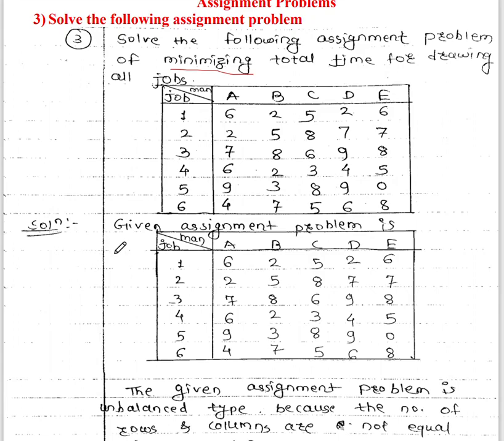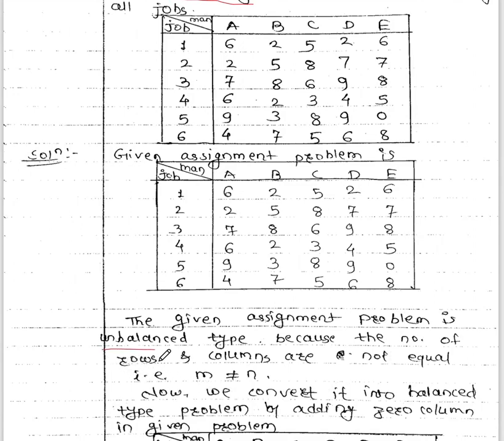Write down the given assignment problem table as it is. Here the number of jobs is 6 and the number of man groups is 5. That means the number of rows is not equal to the number of columns, that is m is not equal to n, and hence this problem is of unbalanced type. Now first we have to convert this problem into balanced type.